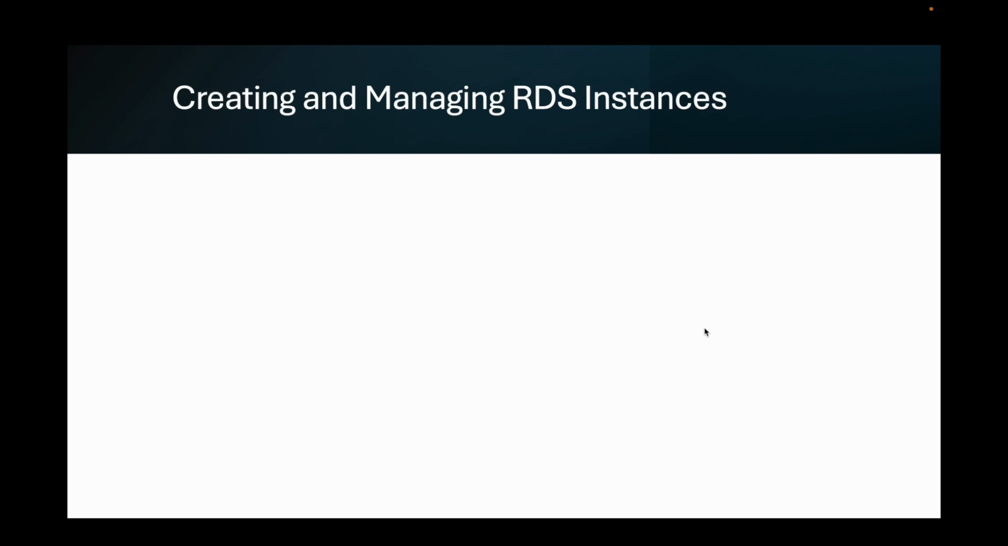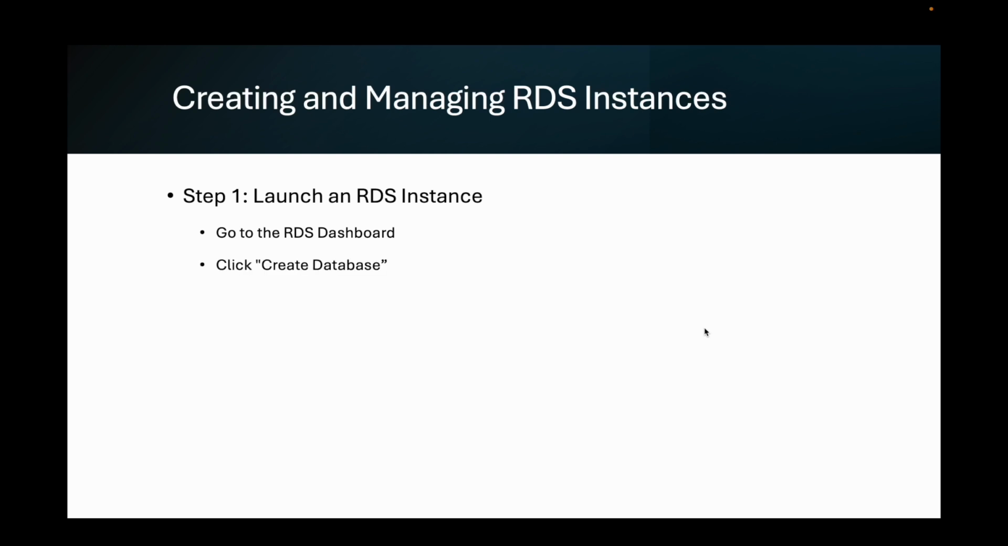Let's look at creating and managing RDS instances. The steps for that is, first you have to launch an RDS instance. For that, go to the RDS dashboard in the AWS Management Console and search for RDS and navigate to the dashboard. We're going to run through this in the hands-on, but I'm going to put the steps down here. Next, click Create Database. This begins the process of launching an RDS instance. Next, select the database engine. Choose the database engine that best fits your application needs. We will be using MySQL, so that's what we will be selecting.